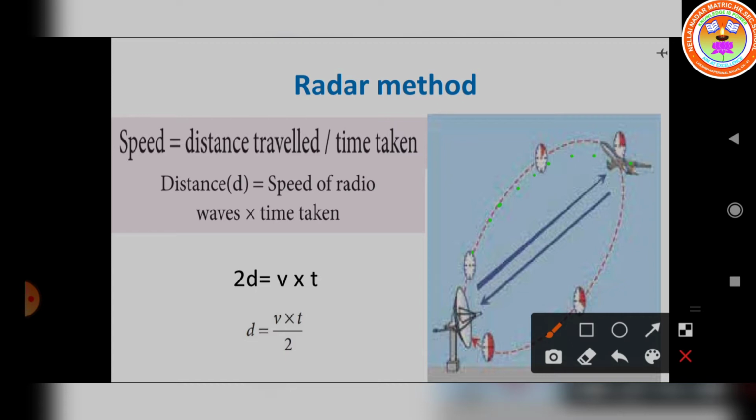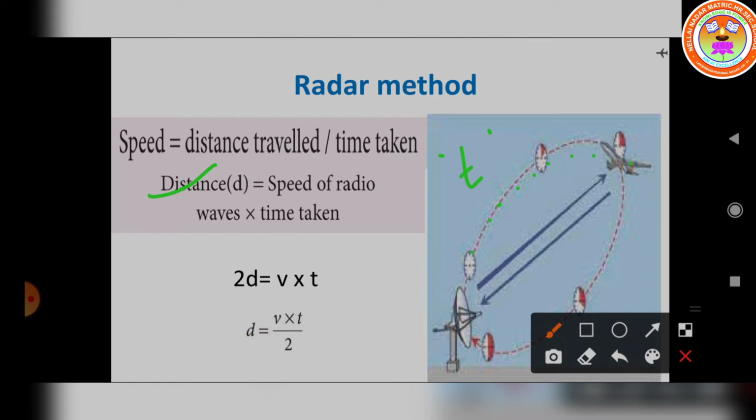By measuring the time interval between the instants the radio waves are sent and received, we can find out the distance traveled between the earth station and the other planet. We can find it using the speed formula. What is the speed formula? Speed is equal to distance traveled by time taken. Using this formula we can write distance d is equal to speed of radio waves into time taken.